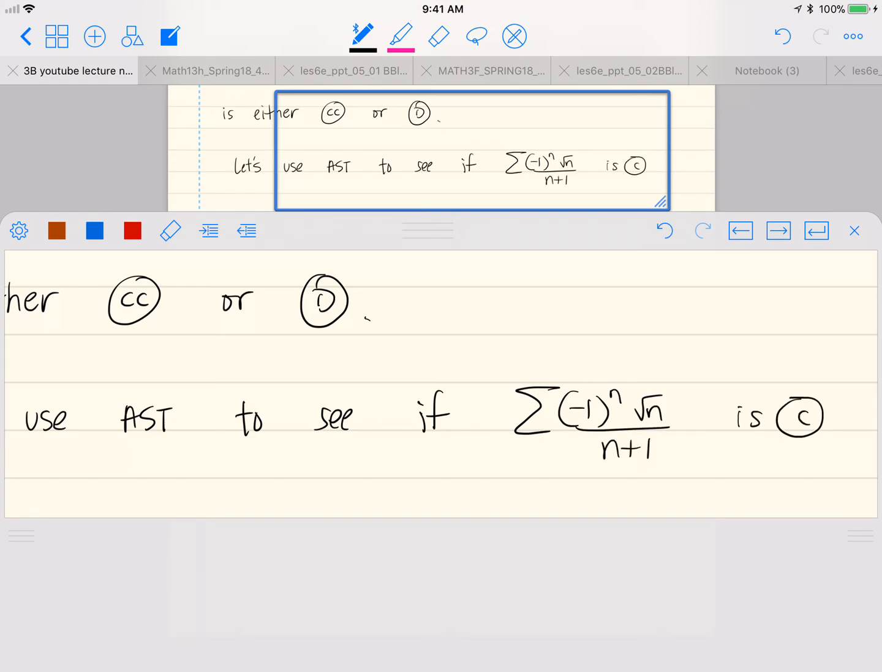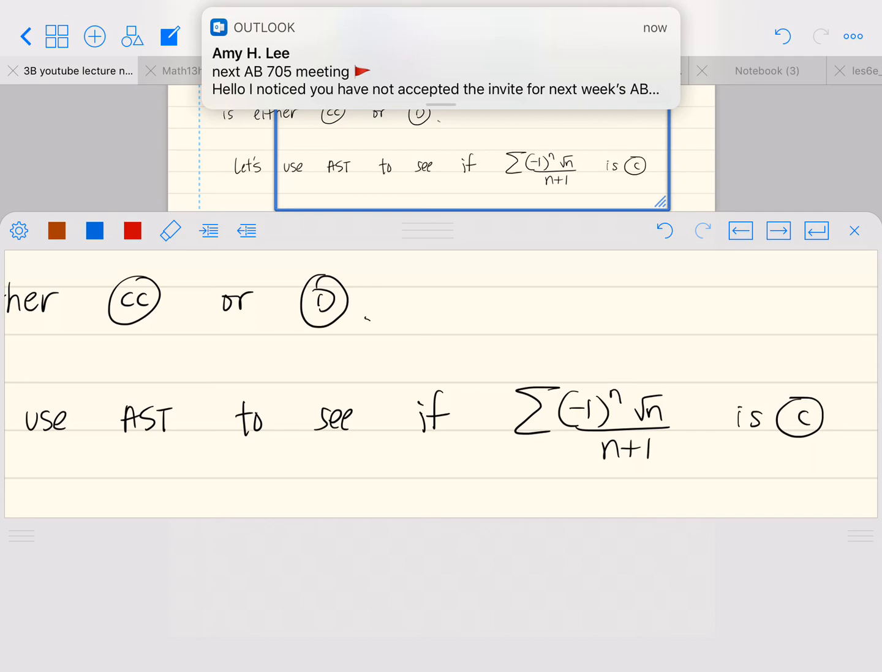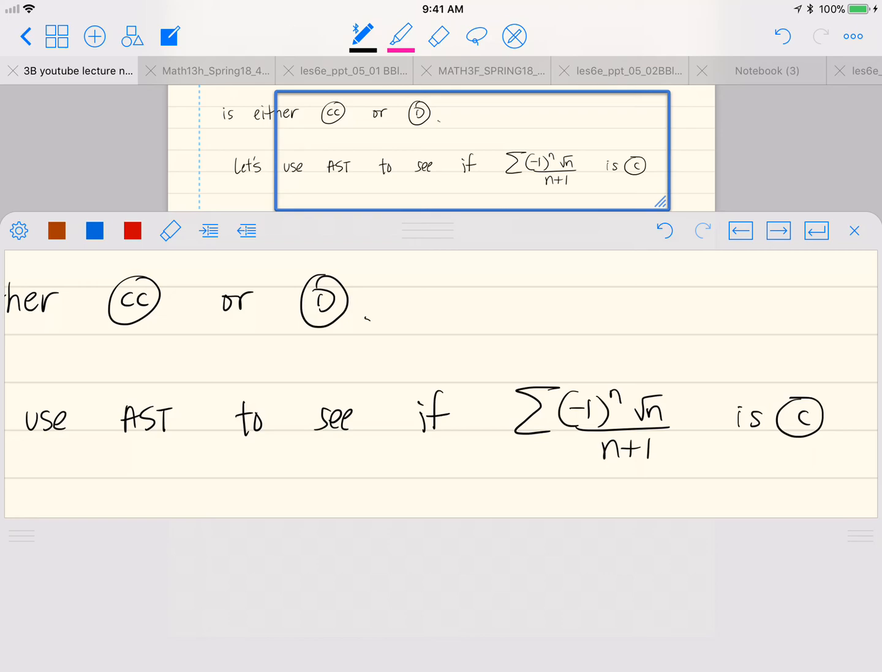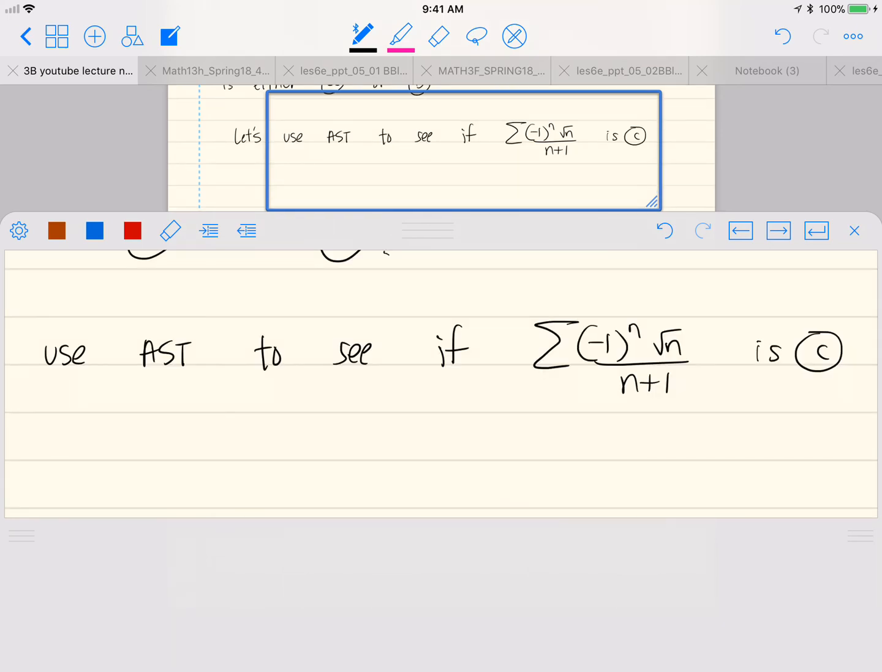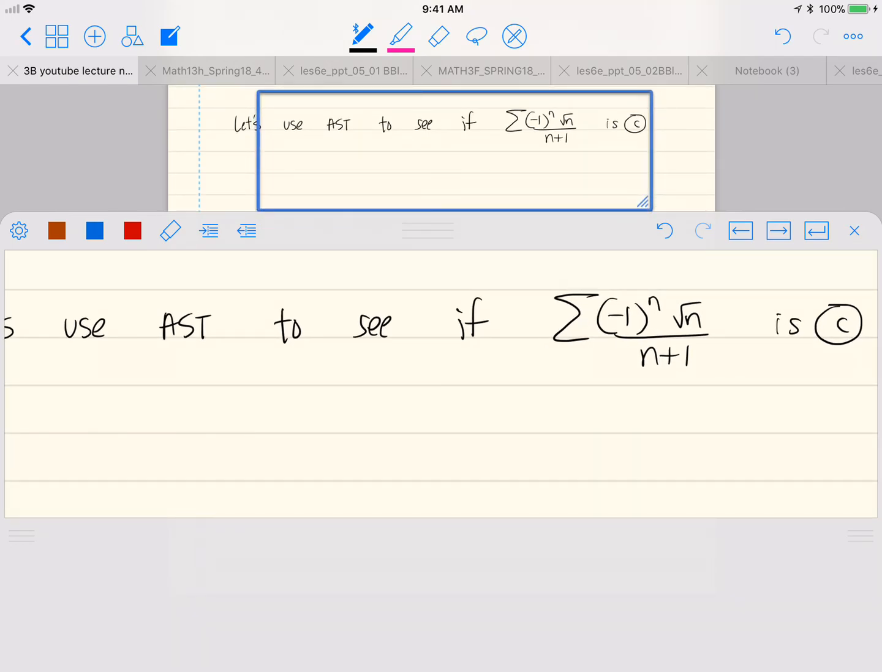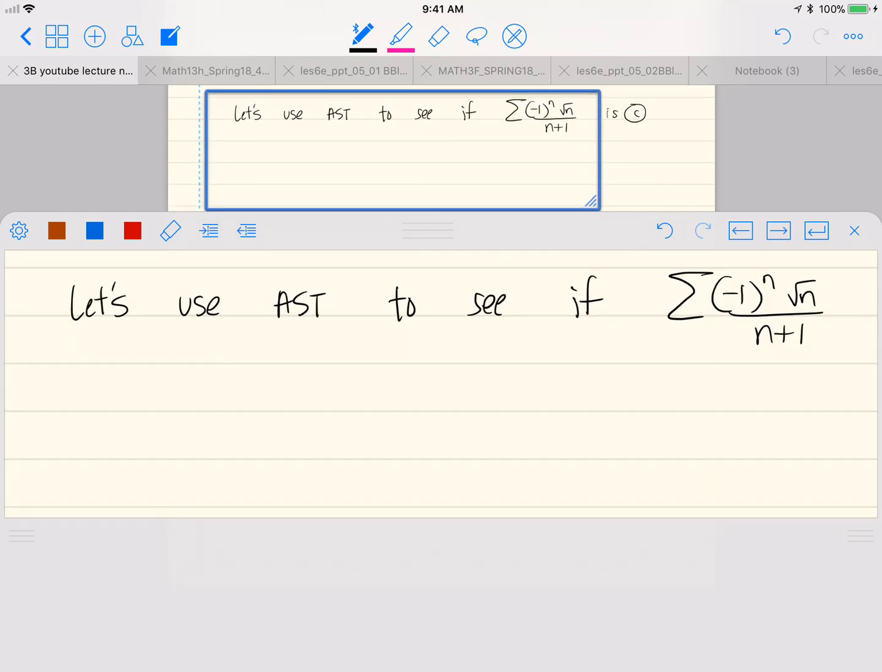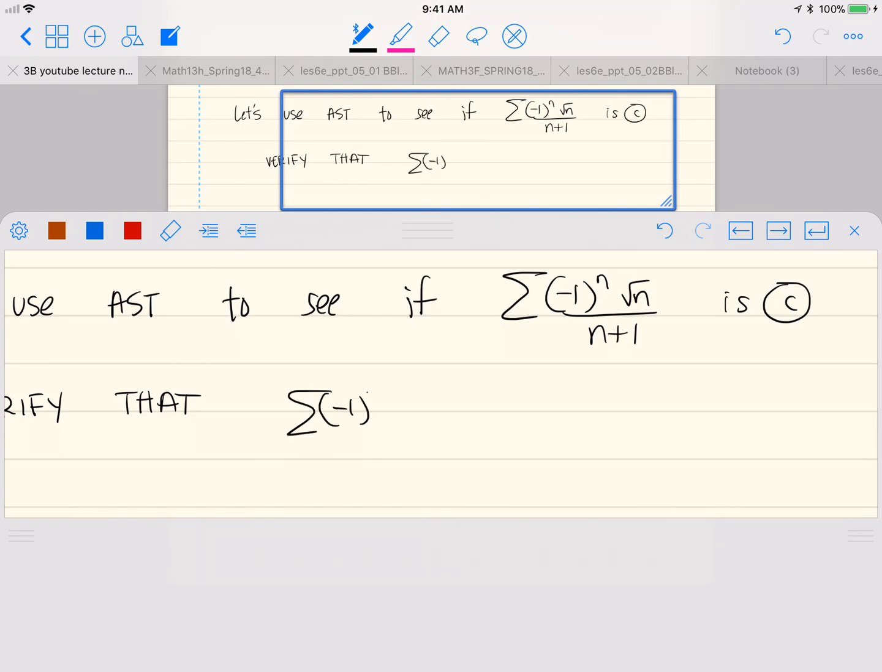Because remember, conditionally convergent means the series converges, but when you take the absolute value of the terms, that new series diverges. Okay. So when we use the alternating series test, we should be able to see that it actually does converge. Okay, so you should verify that the series negative 1 to the n square root of n over n plus 1 converges by the alternating series test.